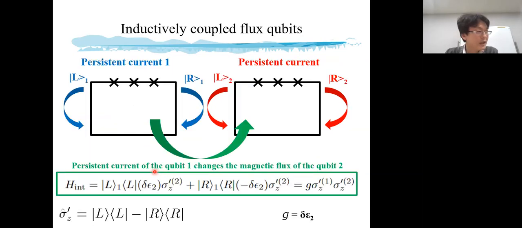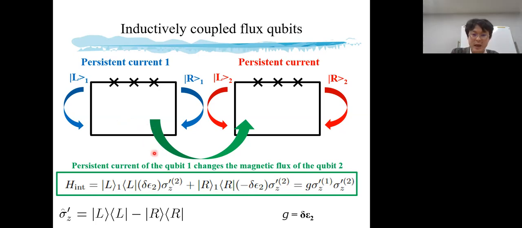Let me explain the two flux qubit case. Obviously, if there are two flux qubits, there will be an interaction. Inductive interaction will be there. So let me explain the mechanism of the inductive coupling. We have a persistent current here. Depending on the direction of the persistent current, according to the Biot-Savart law, the magnetic flux will be different. For example, if we have an L direction here, in this case, a magnetic flux comes this way.